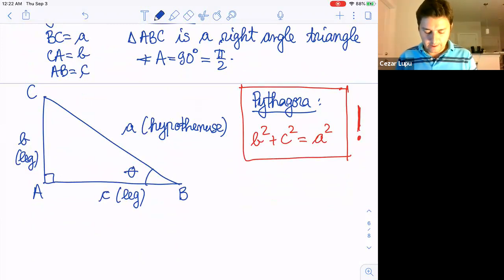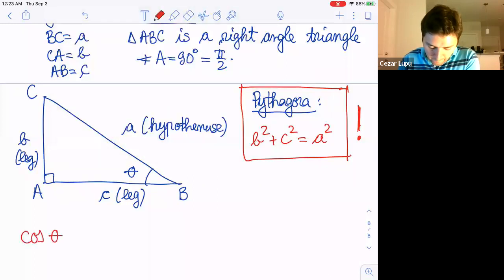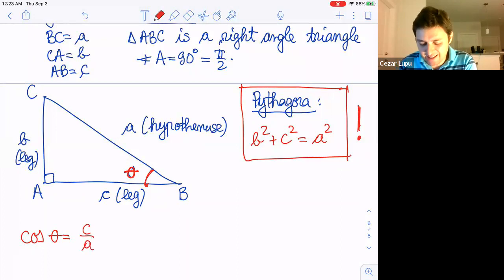Okay, let's see. So we have this formula, b squared plus c squared equals a squared from the Pythagoras theorem. But also we can compute the following. For example, let's say cosine of theta. So this theta here, right? I want to compute the cosine of theta, which is nothing else than just C over A. So it's the adjacent leg over the hypotenuse, right?